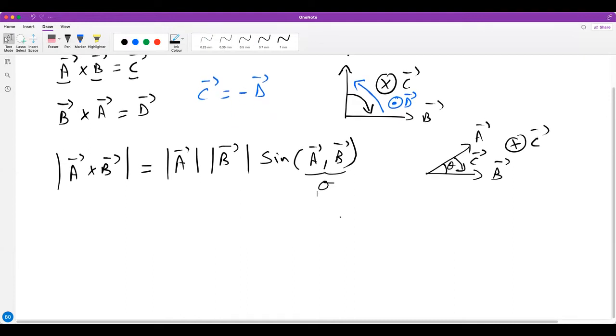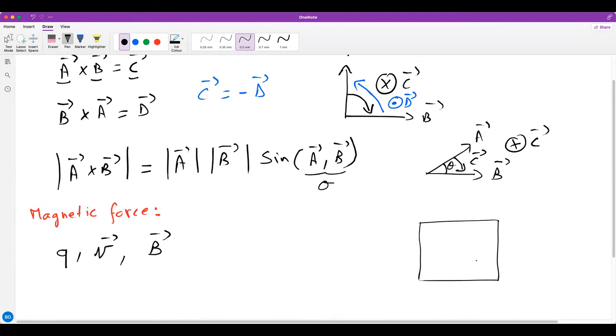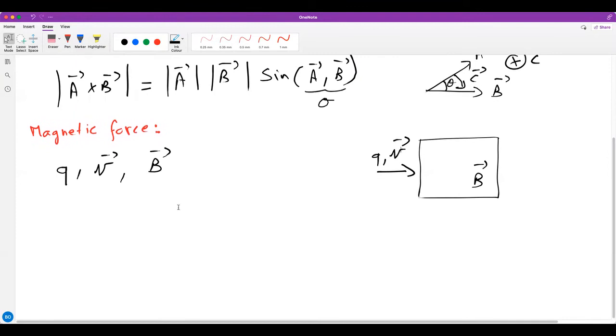So now let's go to the magnetic force. If we have a region of magnetic field, and we have an electric charge Q that is moving with velocity V and is entering a region of magnetic field, let's say there is a region of a magnetic field here, we'll talk about the direction later, this charge will undergo a magnetic force.